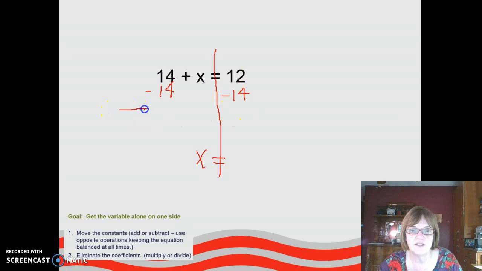Now, what I like to do is draw my equal sign, just like when you're adding or subtracting regular numbers.